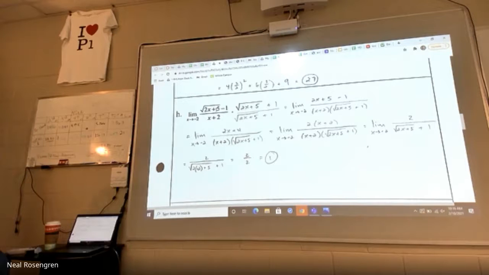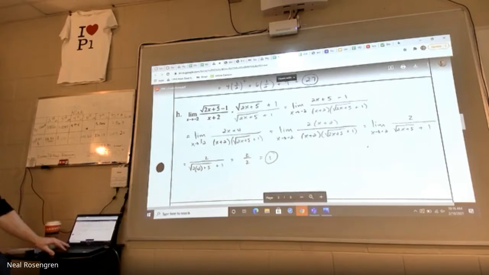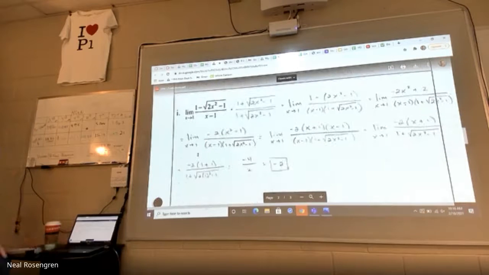All of those important kind of math grammar things, right? Making sure that our notation is correct. Questions on H? Yeah. It was just a more fun version of that. Multiplying by the conjugate, of course, not changing anything except the sign between the 1 and the square root.